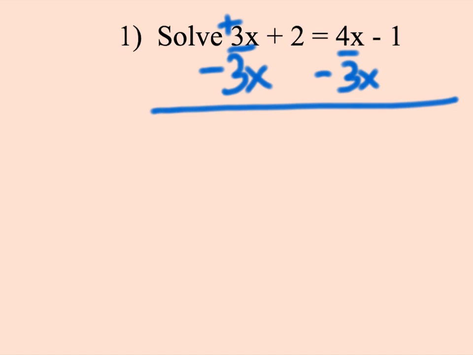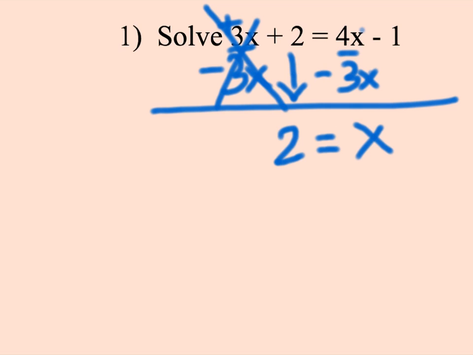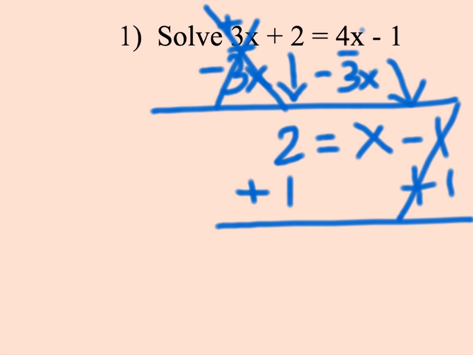Once I do that, these 3x's cancel because 3x minus 3x makes 0, and anything plus 0 is itself. We're going to bring the 2 straight down, equals. Now 4x minus 3x is 1x, so I'm just going to write an x there. And then also bring down the minus 1. And now we have a simple one-step equation. So you'll add 1 to both sides. These cancel, and we get 3 equals x, or x equals 3.